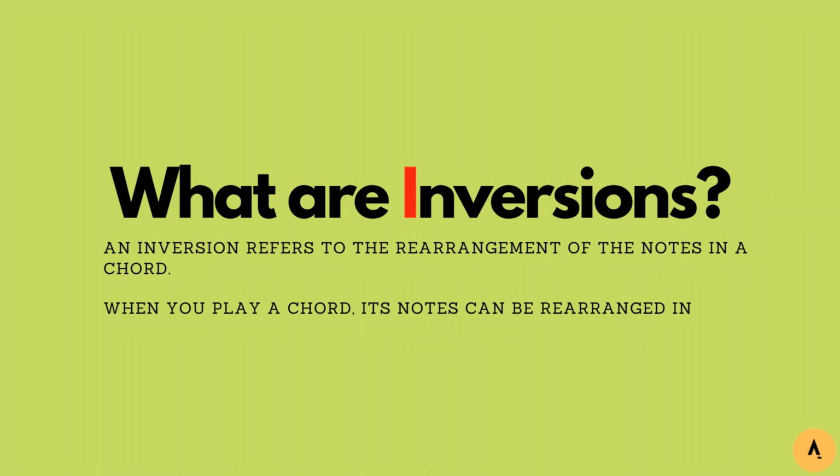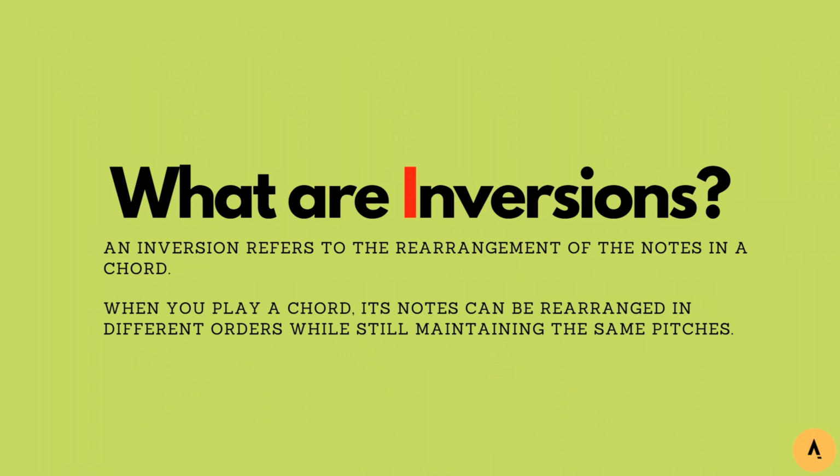First of all, what are inversions? An inversion simply means rearranging the notes of a chord. The chord stays the same notes, but the order changes. So when you play a chord, you can place those same notes in a different order while keeping the same pitch names. The chords that we previously learned are called root position chords. I'll explain more in detail. But we have two more inversions of those chords. They're called first inversion and second inversion.